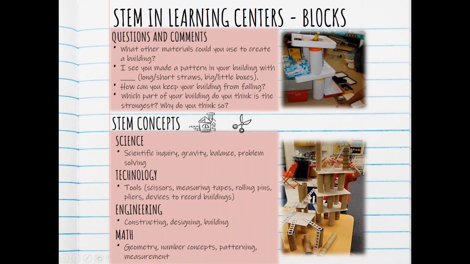Some questions or comments that you could ask: What other materials could you use to create a building? I see you made a pattern in your building with long or short straws, big or little boxes. How can you keep your building from falling? Which part of your building do you think is the strongest? Why do you think so? And then you can see the different materials in both of the pictures that were used to create their buildings. And of course, they can each be linked to several STEM concepts from science, technology, engineering, and math.